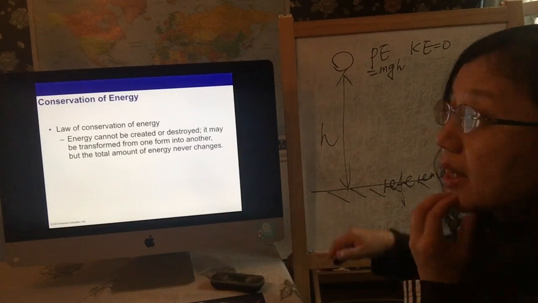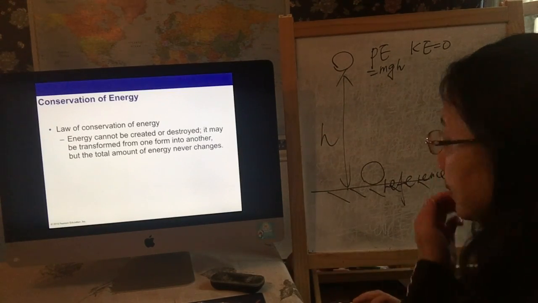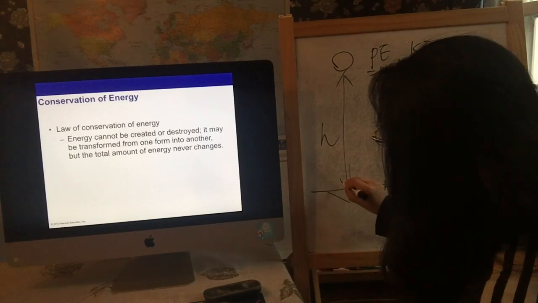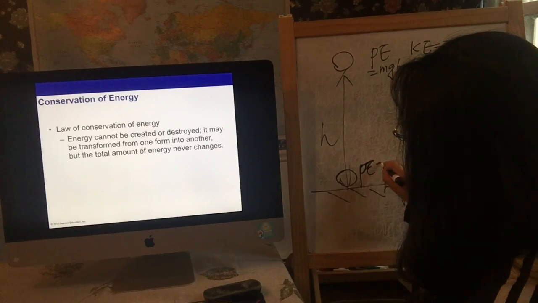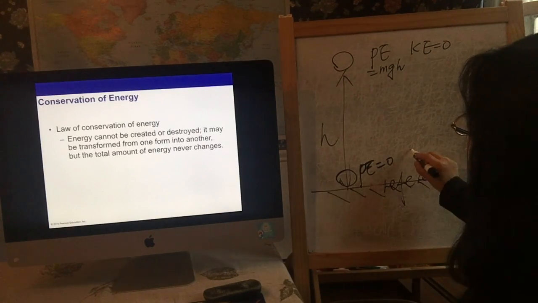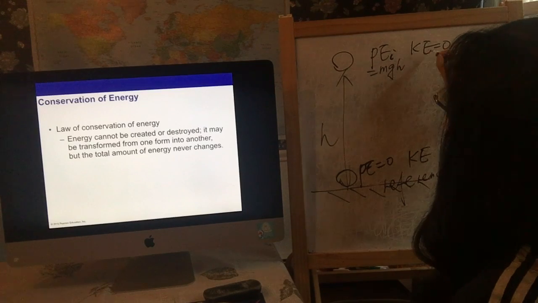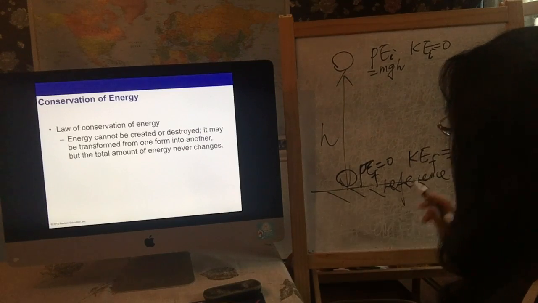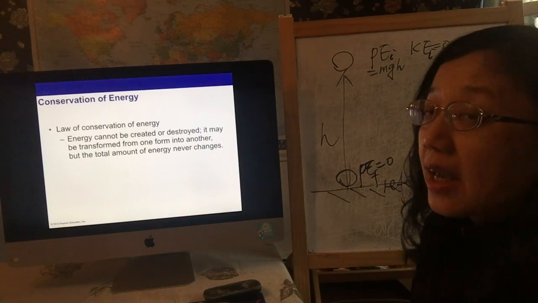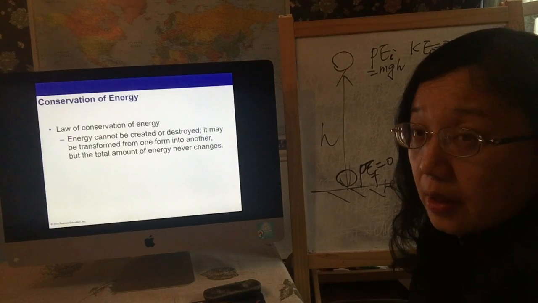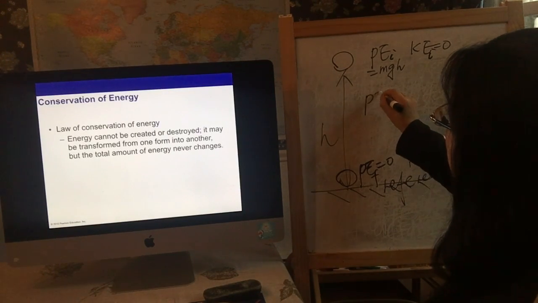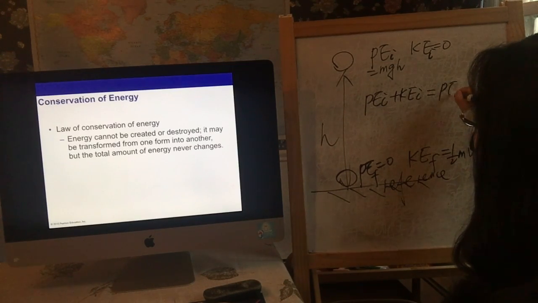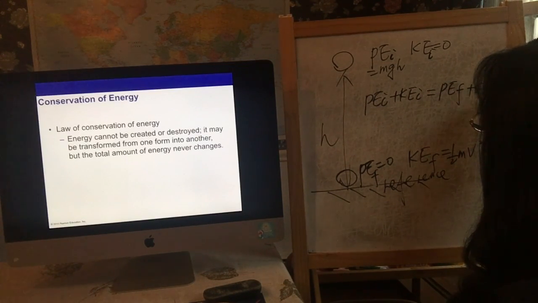But now once I release it, before it hits the ground, I draw the ball here, then the potential energy becomes 0 because the height now is 0. But the kinetic energy here, we say this is initial, final, the kinetic energy is 1/2 mv squared. In this case, the mechanical energy is conserved. Which means that the initial kinetic energy plus initial potential energy equals final potential energy plus final kinetic energy.